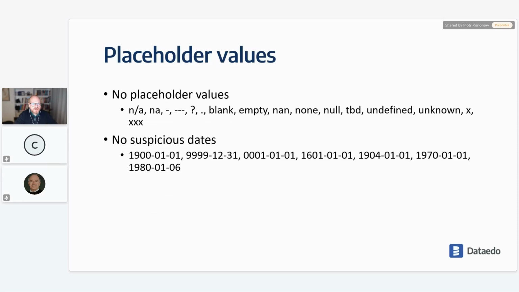Oh, there are two rules that find suspicious data, also predefined by us. No placeholder values finds all kinds of strings that suggest that the field is actually empty, right? So NA or blank or empty, if someone typed it in, then it's an incorrect value. Similar for dates, there are some suspicious dates. They come from different kinds of systems. These dates usually mean it's null, the date is missing.